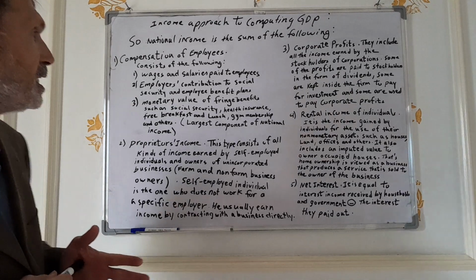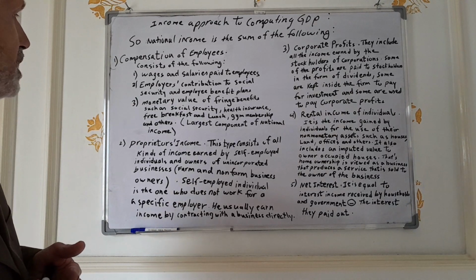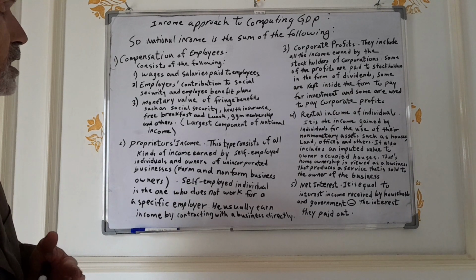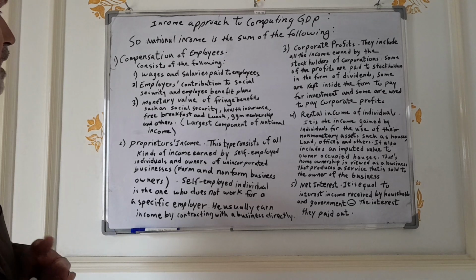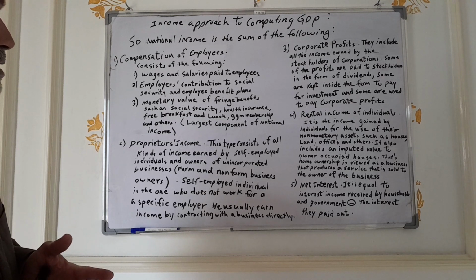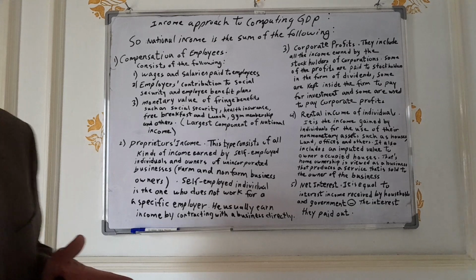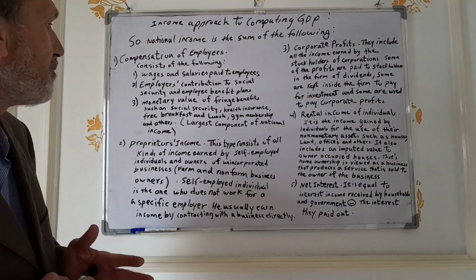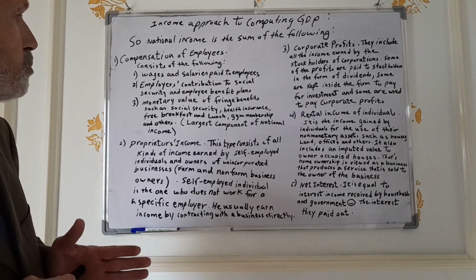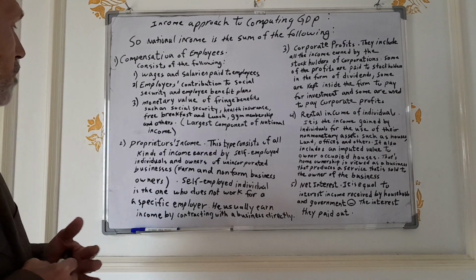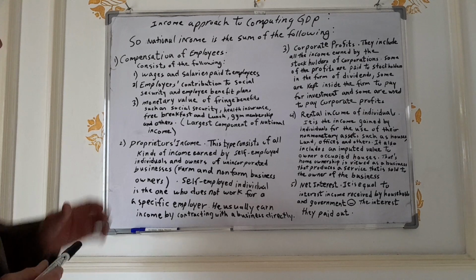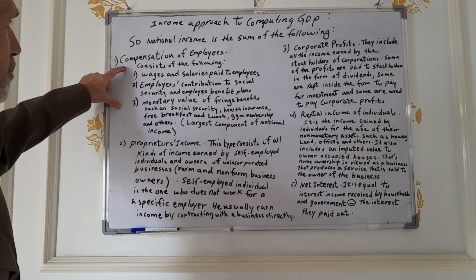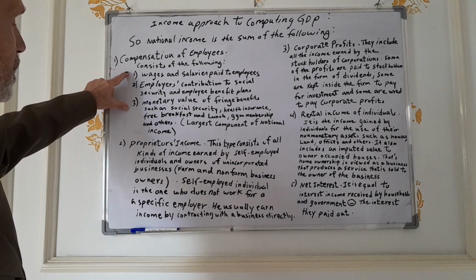Now, as you can see, fringe benefits consist of Social Security, health insurance, free breakfast and lunch, gym membership, and others. It is important to notice that the monetary value of fringe benefits is the largest component of national income. Now, the compensation of employees, as we said, consists of these 3 parts.